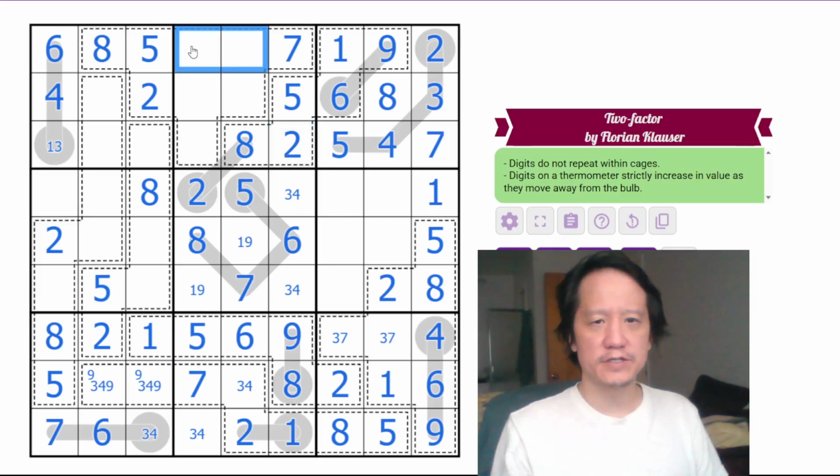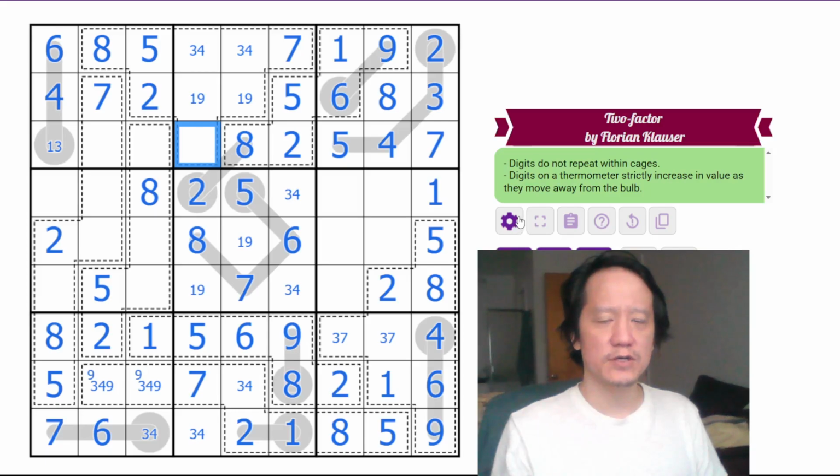These remaining digits are, what, 3 and 4? Remaining digits in row 2 are 1, 7, 9. 7 can't be here, so this must be 7 here. This is a 1, 9 pair. That forces this to be a 6 here.